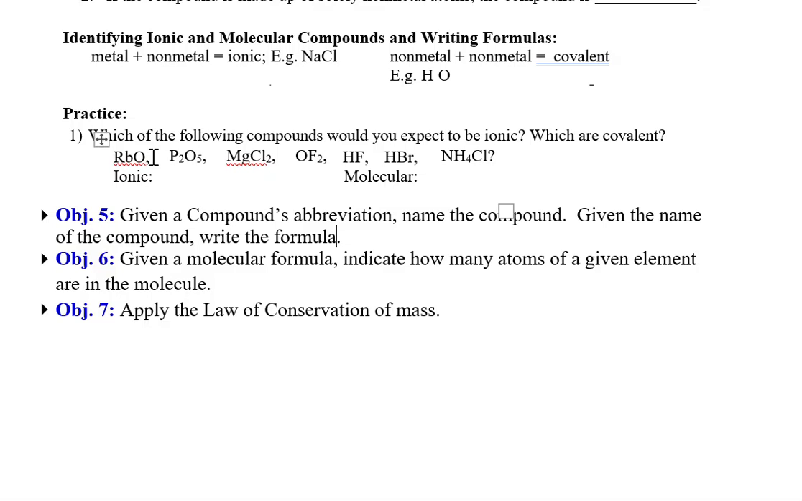I'm going to leave the rest of these to try on your own. Magnesium chloride, oxygen fluoride, hydrogen bromide, and then this one is NH4Cl. We call that ammonium chloride, but we'll talk about why we call it that later. But still, you ought to be able to tell me whether that is an ionic or a covalent compound. So that gets us through objective 4. Now look at this, we're just flying through these objectives now.